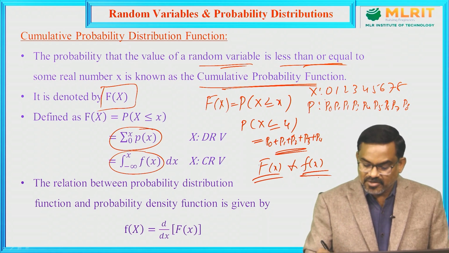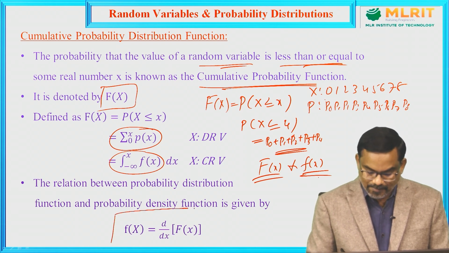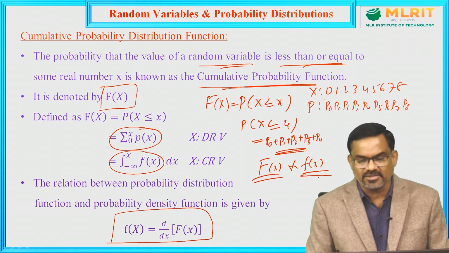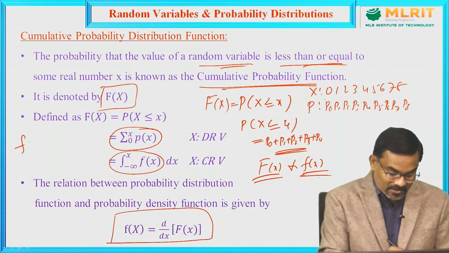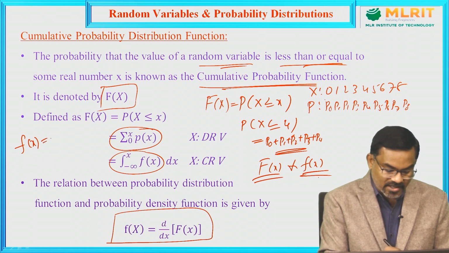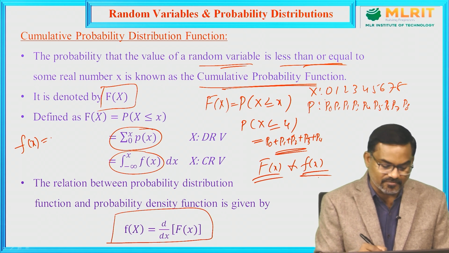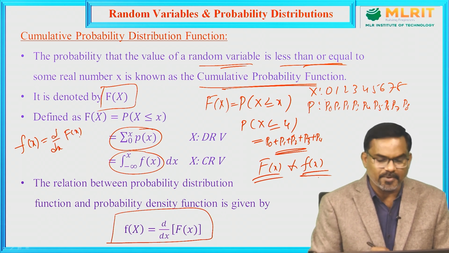So, the relation between this capital F and small f is given by small f of x is d by dx of capital F of x. So, that means the probability density function can be obtained if we have the cumulative probability distribution function, simply differentiate that with respect to x.